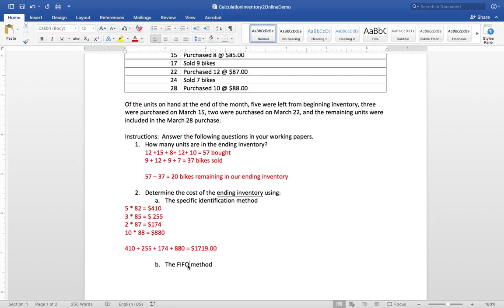Okay, FIFO is called the first in, first out method. What that means is we're determining that the first items in our inventory were the first we sold. Okay. You know what? I'm going to break this up. So that was the specific identification.